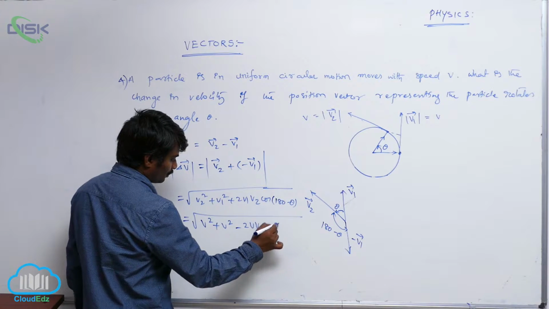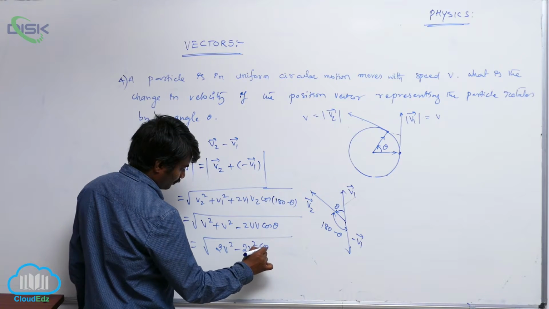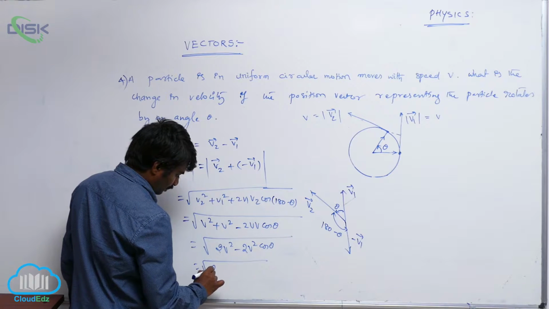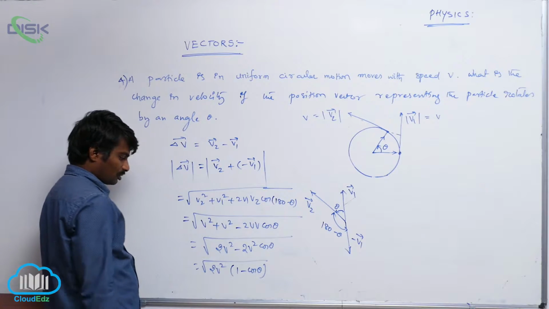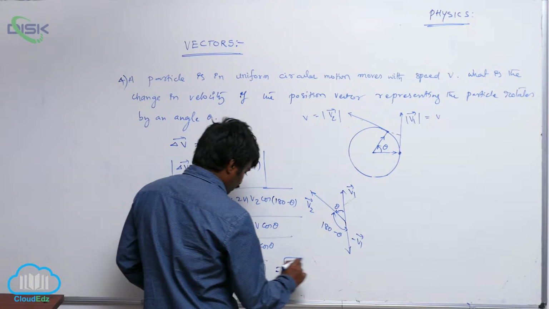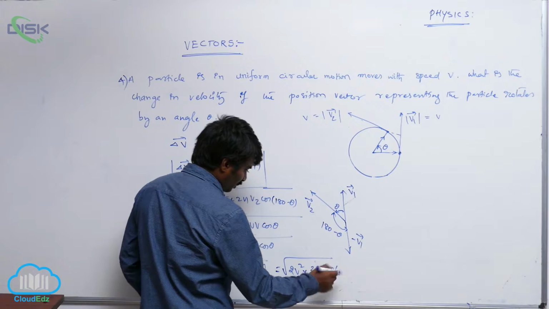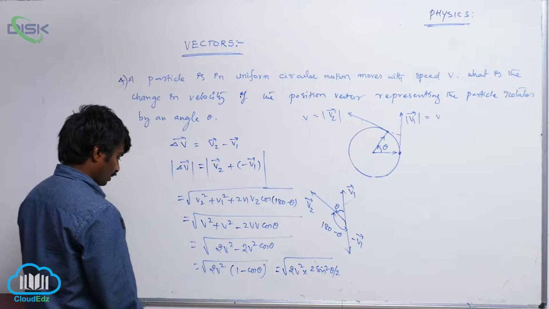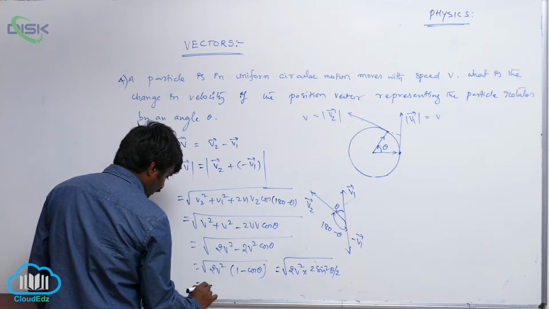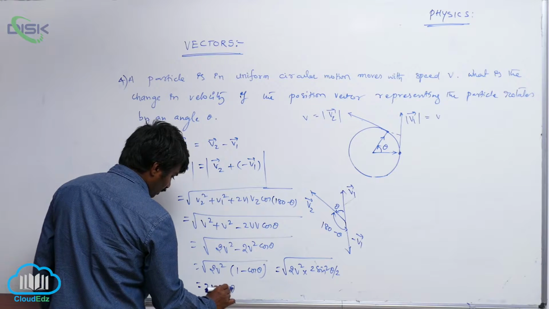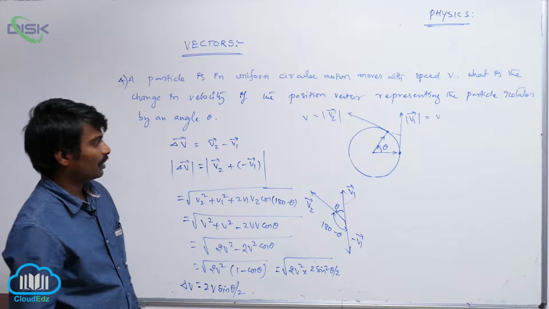In second quadrant, root of 2v square minus 2v square cos theta, and you take 2v square common, 2v square into 1 minus cos theta. So 1 minus cos theta is 2 sin square theta by 2. Root of 2v square into 2 sin square theta by 2, we have studied in basic mathematics in trigonometry. What do we get? 2 into 2, 2 square, so 2. V square is v, sin square theta by 2 is sin theta by 2. This is the change in velocity magnitude.